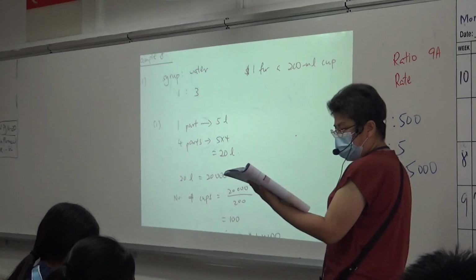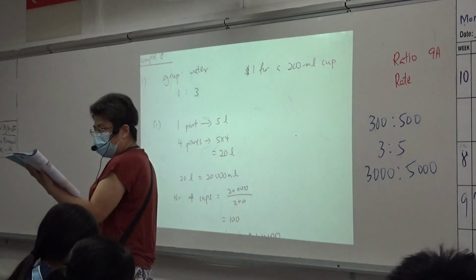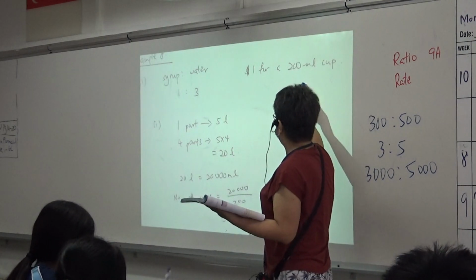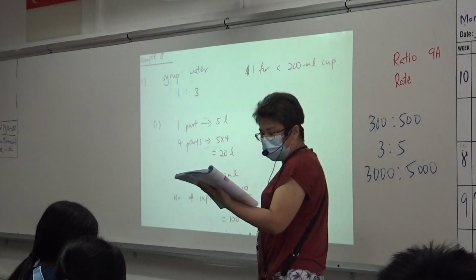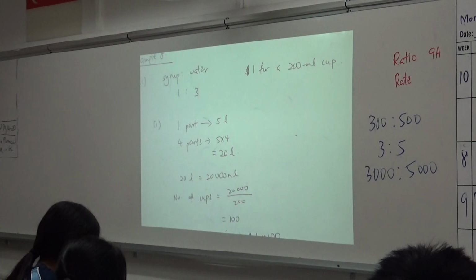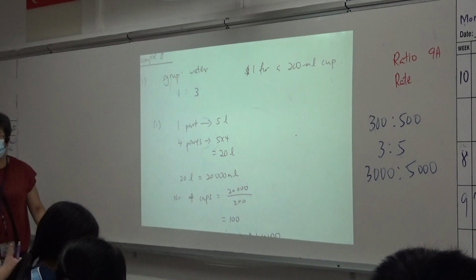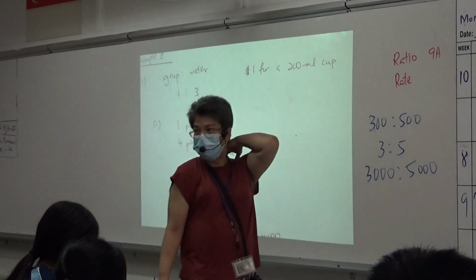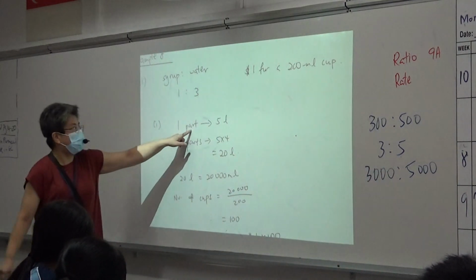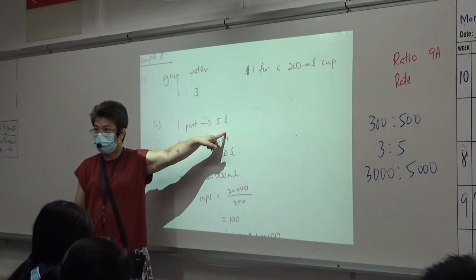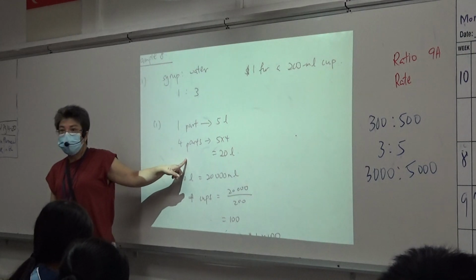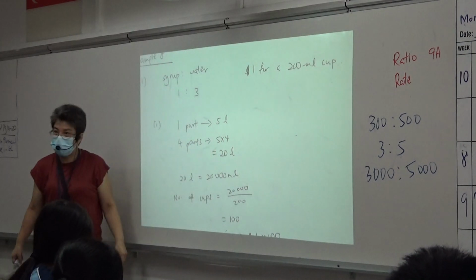Now, they say the orange juice was sold at $1 for a 200 ml cup. Calculate the amount they collected if all the orange juice was sold out. Now, may I know how much orange syrup they have? 5 liters, right? Or 1 unit. So, do you agree that 1 part is 5 liters? How many parts altogether after they mix? 4 parts, right? So, 4 parts will be 20 liters.